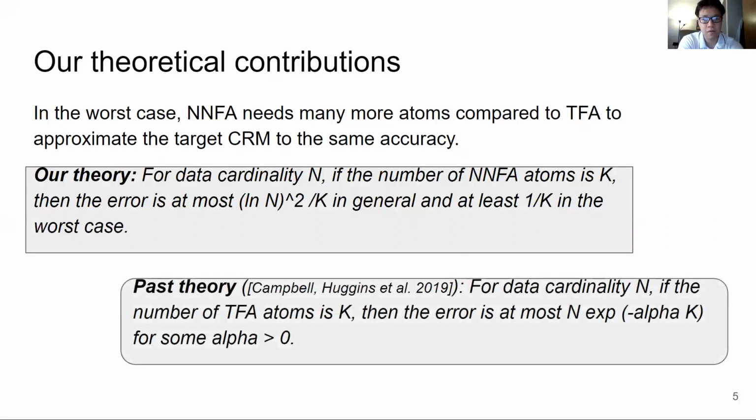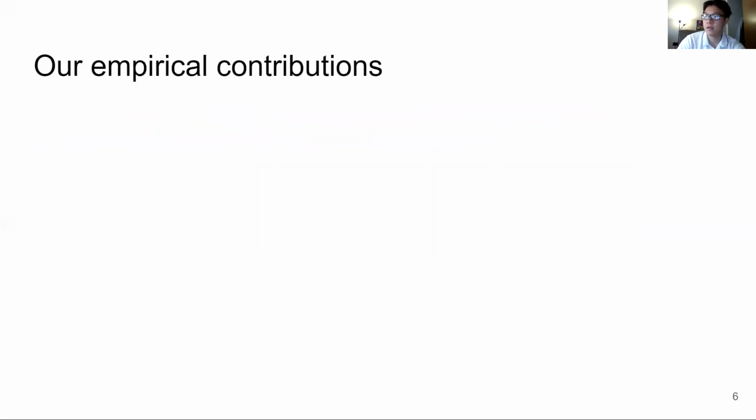Juxtaposed is past theory for TFA, which says that for data cardinality n, if the number of TFA atoms is K, then the error is at most n times an exponential in K, for some alpha more than 0. So we see that in the worst case, the dependence of K on the accuracy parameter is exponentially worse for NNFA compared to TFA. On the empirical side, we provide more evidence that NNFA and TFA models of the same order, K, achieve similar accuracy in practice.